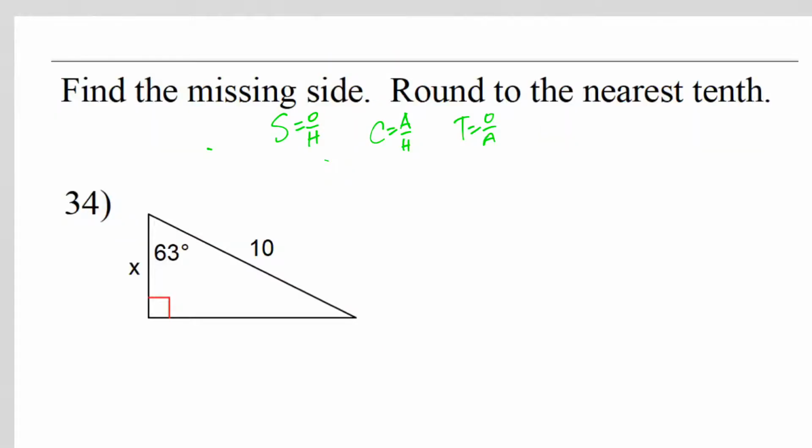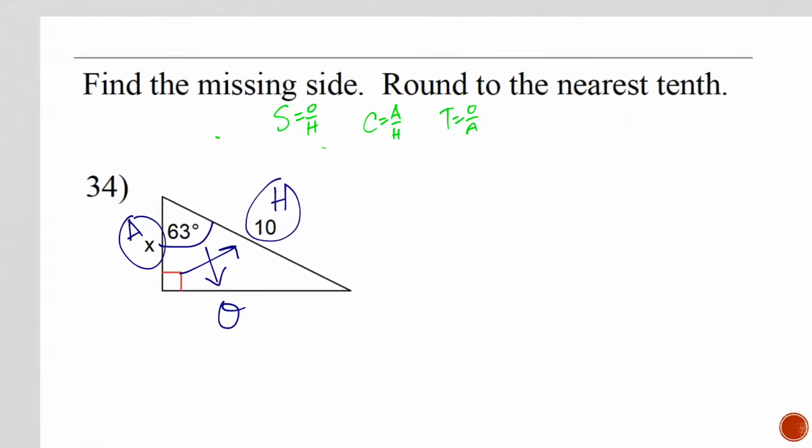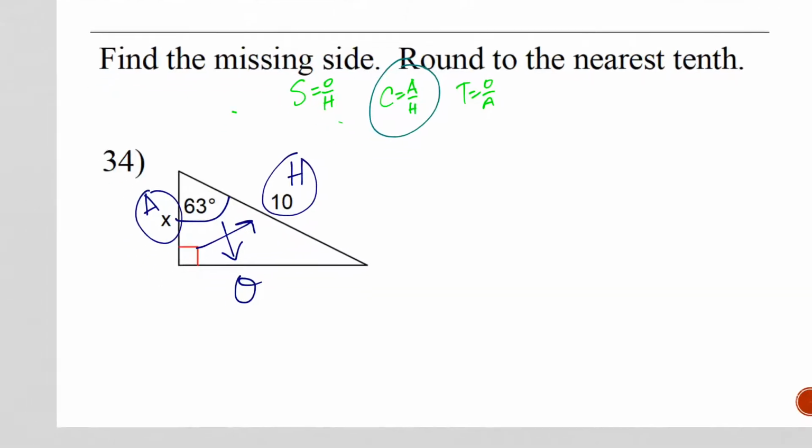So we have to determine which one we're going to use. I only know the measurement of the 63 degree angle, so the opposite side I don't know anything about. The hypotenuse measures 10, and the adjacent side is x. So I know my a value and my h. Who uses a and h? Does sine? No. Does tangent? No. A, h. So that means I'm going to use cosine.